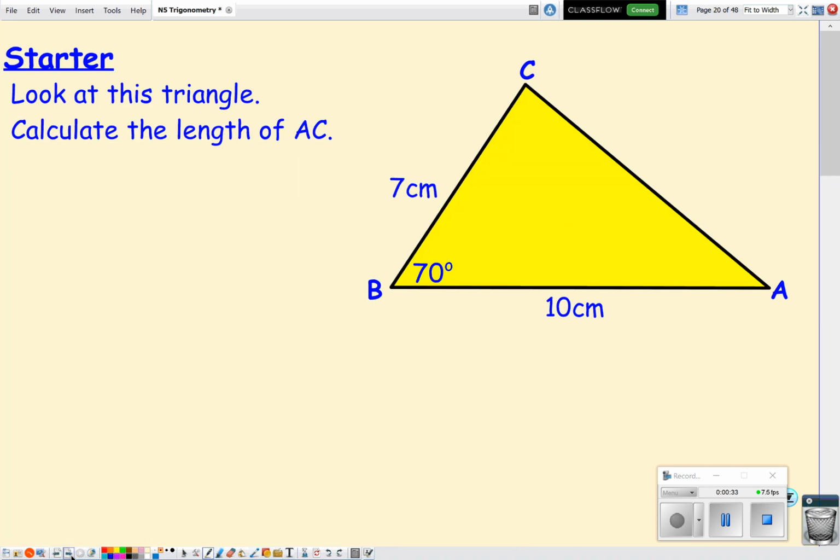I've got a little starter activity here. What I want you to do is pause this video and have a go at this triangle, just practicing your sine rule technique. Give this a go and we'll see how you get on.